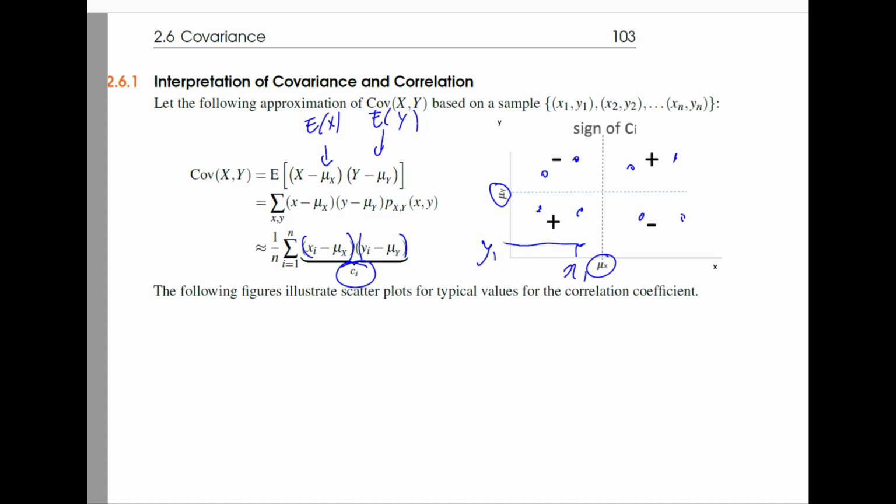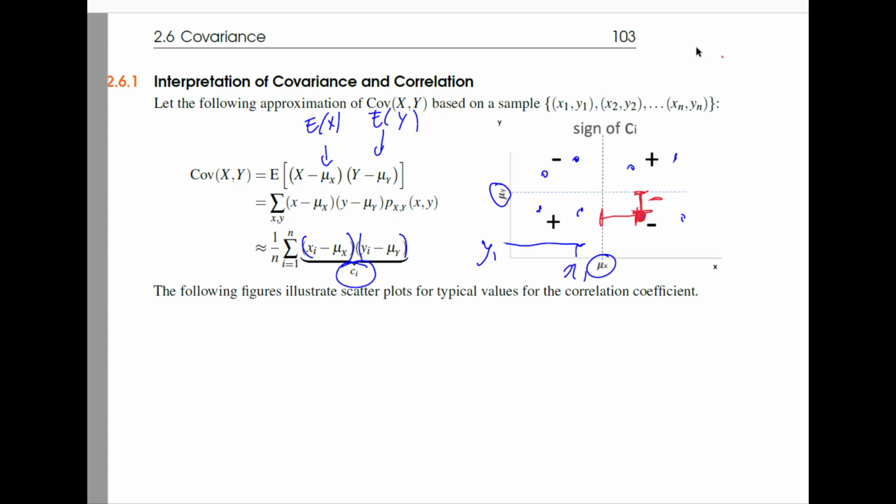So for example, let me take this point right here with another color. For this point in red, the first term, xi minus mu, is this distance, and then yi minus mu would be the negative of this distance, right? So we're going to do this for all the points, and we're going to sum them, and then take the average.